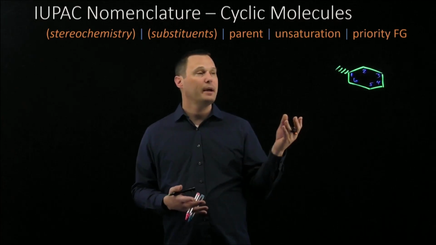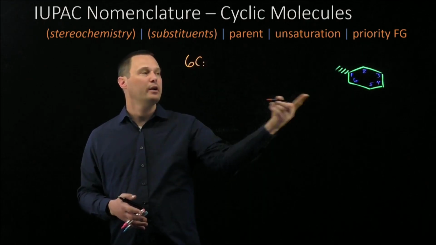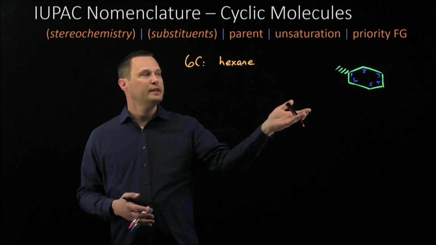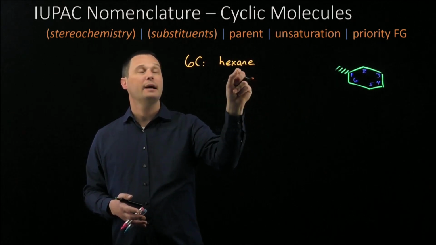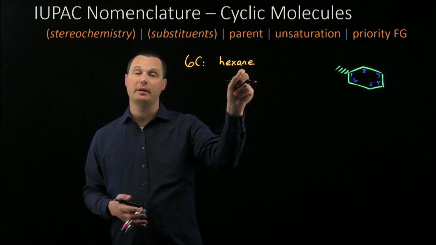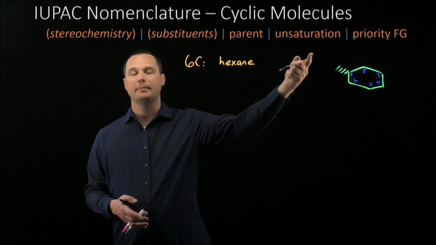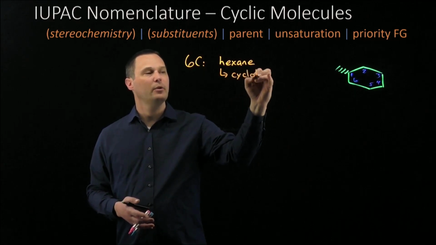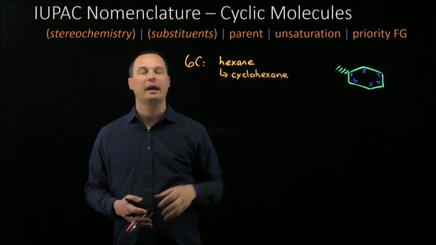The next step in IUPAC naming is to give the name of the parent hydrocarbon. There are 6 carbons in our parent hydrocarbon in this molecule. The 6-carbon hydrocarbon is hexane. There's no unsaturation and no priority functional group in this molecule, but hexane will not be the name of the parent hydrocarbon for this molecule. Just the name hexane would imply 6 carbons in a linear chain. Here, because they're in the ring, we need to update our parent hydrocarbon to cyclohexane. The cyclo syllable lets the reader know that these 6 carbons are in a ring as our parent hydrocarbon.